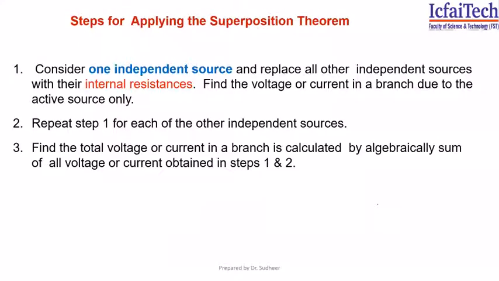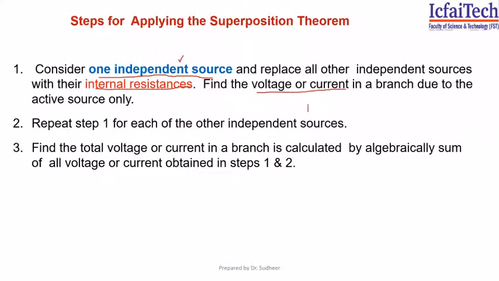So what are the steps in applying superposition theorem? So first consider one independent source. Let this be V1. So replace all other independent sources with their internal resistance. For example, the circuit consists of 3 voltage sources, 2 current sources. If you are considering one voltage source, the remaining 2 voltage sources should be replaced by short circuit, and the 2 current sources should be replaced with open circuit. So with only one independent voltage source, find out voltage or current in a particular branch.